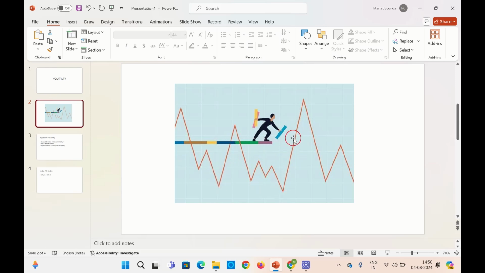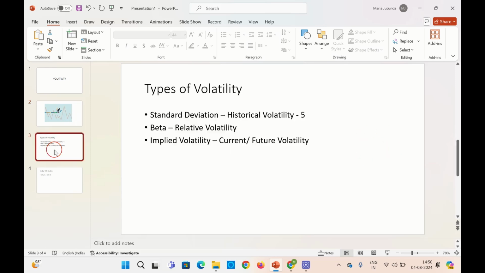Again, it's volatile. So volatility does not give you the direction in which the stock moves. It does not tell you whether the stock is moving towards a positive or a negative trend. It only tells you that the fluctuations are quite farther away from the particular mean value. So now keeping this in mind, what are the different types of volatility?